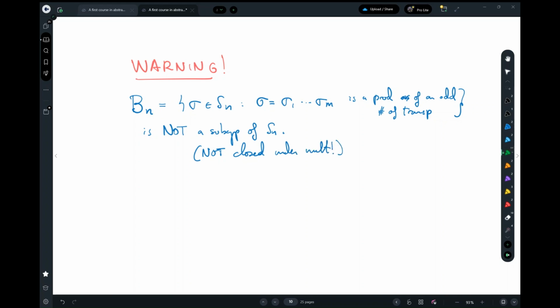So let me show you an example of that. Again, with S3, always try to find the simplest example you can find. (1 2) and (2 3) are in what we would call B3, but (1 2) times (2 3) is (1 2 3), which is in A3 and not in B3. So those that have an expression as an odd number of transpositions are not a subgroup. It is the ones with an expression as an even number of transpositions that are a subgroup.